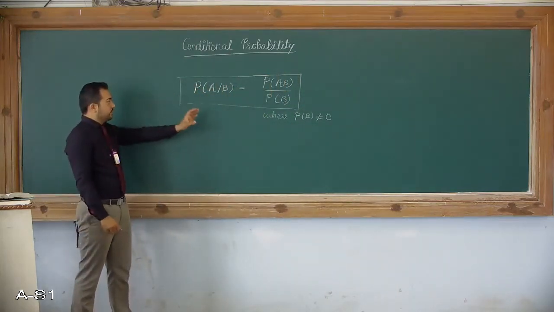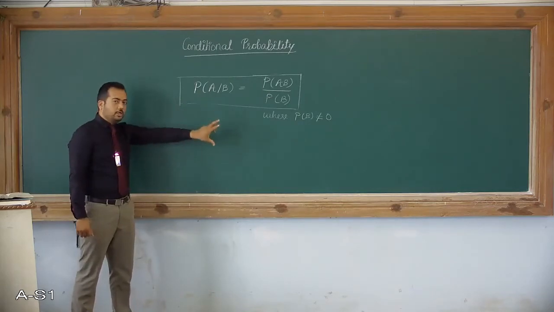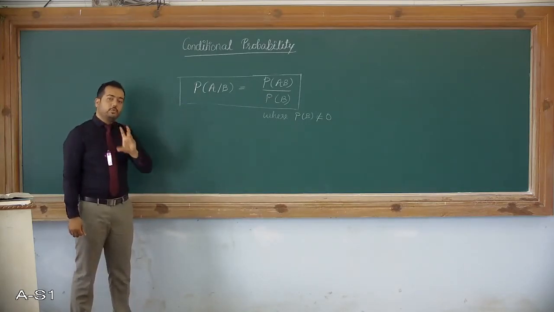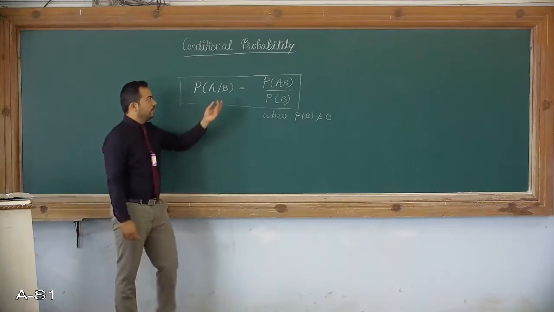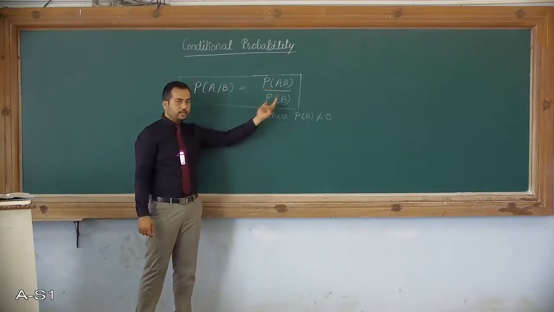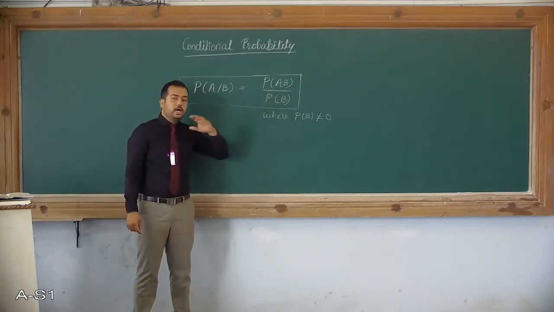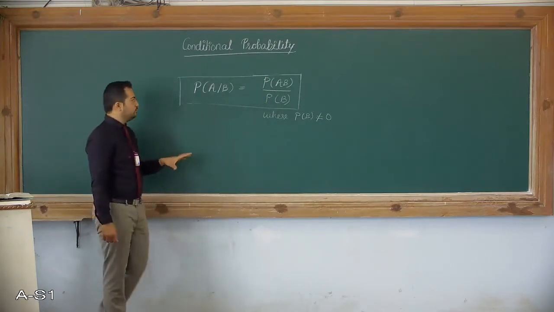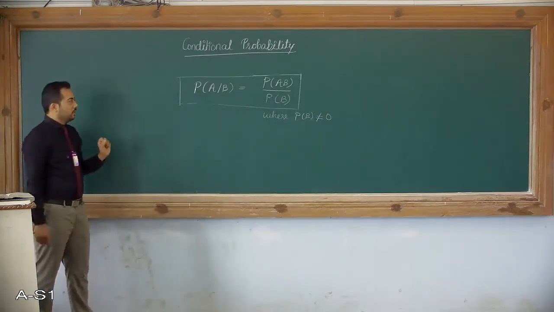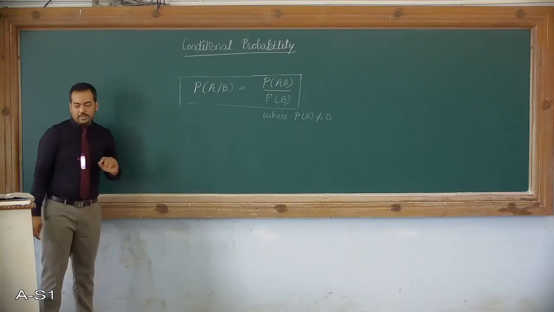Alright, so A and B are occurring together, so there is a possibility for both of them to occur together. That's why we have the probability of AB together, and the probability of B alone is also given, and it will help us find the probability of A. Okay, so now let me give one example.